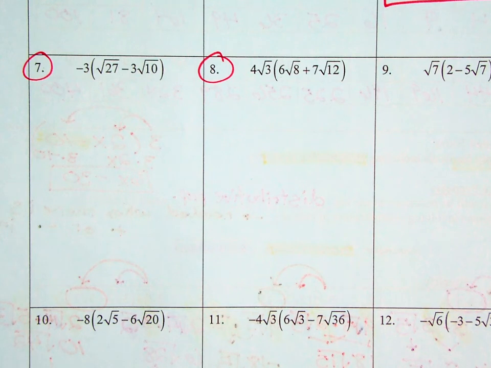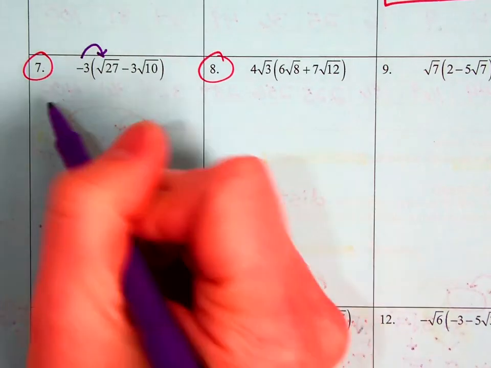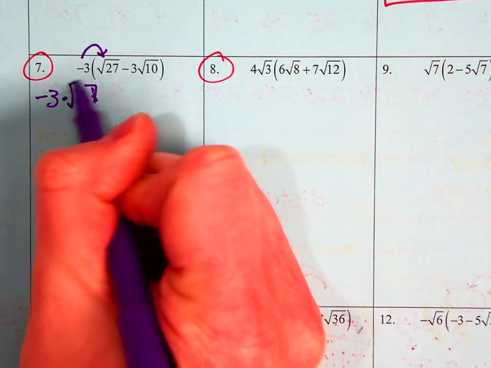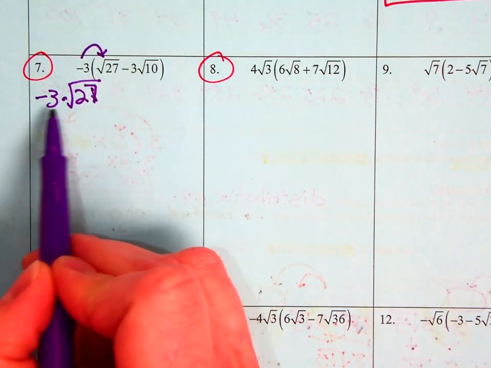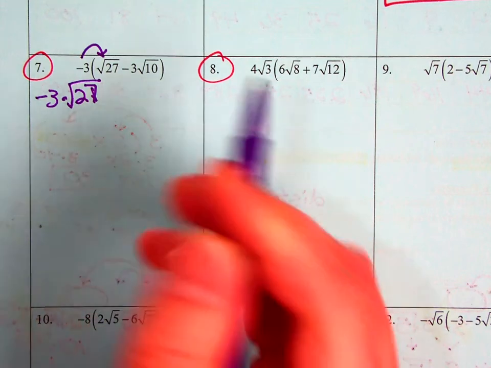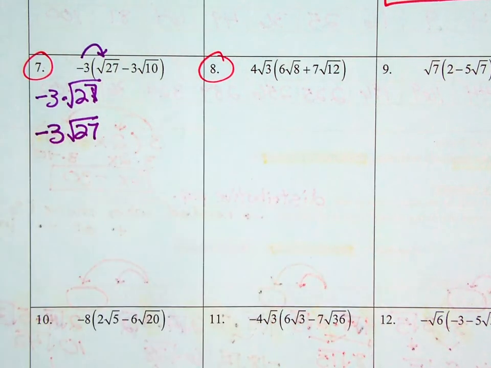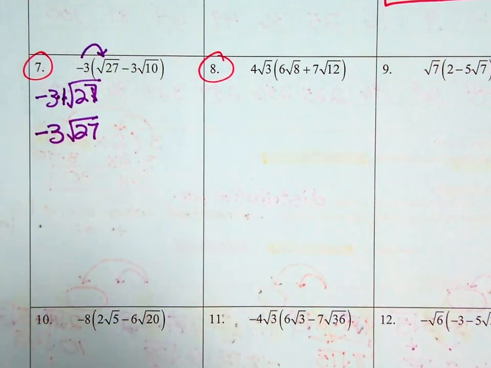Okay, number 7 was one of the difficult ones, right? So we're going to do negative 3 times 27, but the 27 was in the square root. So that means I can't multiply these 2 numbers together because this one's on the outside and this one's on the inside. So I literally just have negative 3 square root of 27. You could put the 1 here to remind yourself to do 1 times negative 3 to get the negative 3, and that would be fine as well.